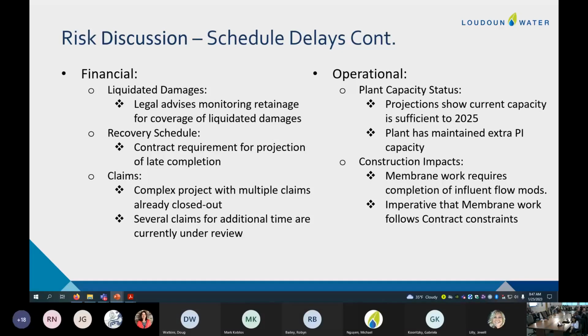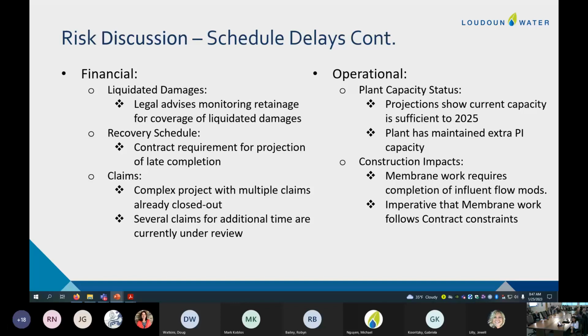We have been monitoring retainage against liquidated damages, both accrued and also forecasted. And that's a similar approach to the Trap Rock project that we took. Another item of recourse we have in the contract is a recovery schedule. So we requested a recovery schedule from the contractor.